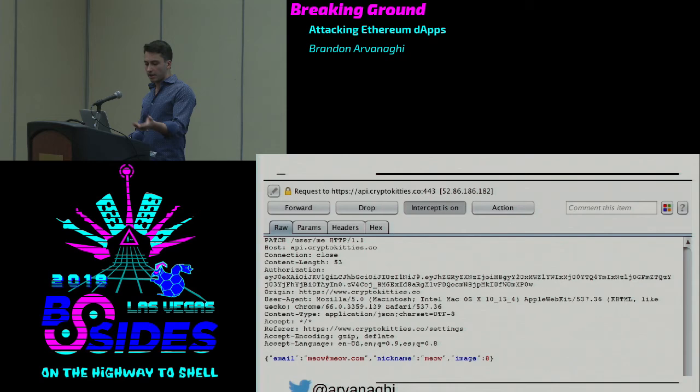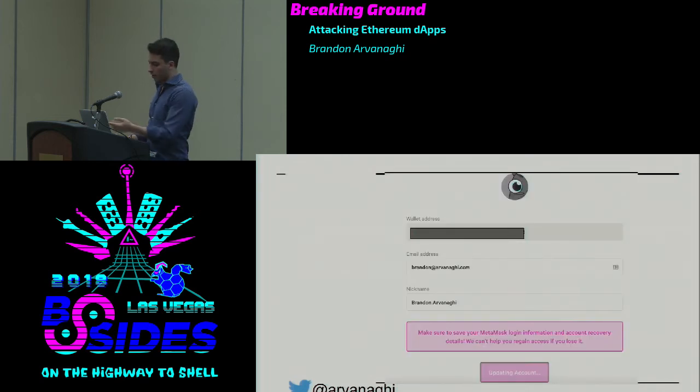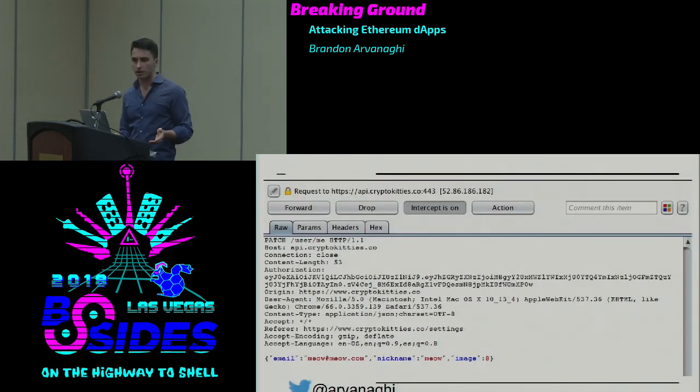So if I were to change my email or my nickname, for example, like here, you'll see it doesn't require a signature anywhere. Changing my nickname to Meow is not going to cause big problems for me if an attacker did that, but it's an example of where this duality exists. Not everything in a dApp relies on public key cryptography. Some of it is just a regular web application. So there's that duality there.